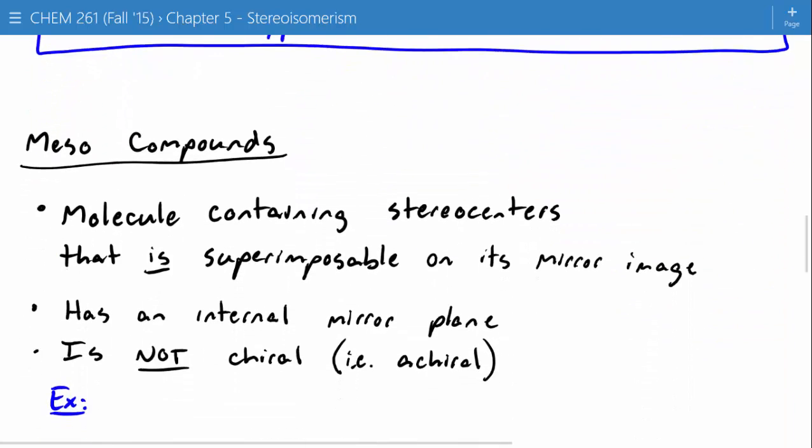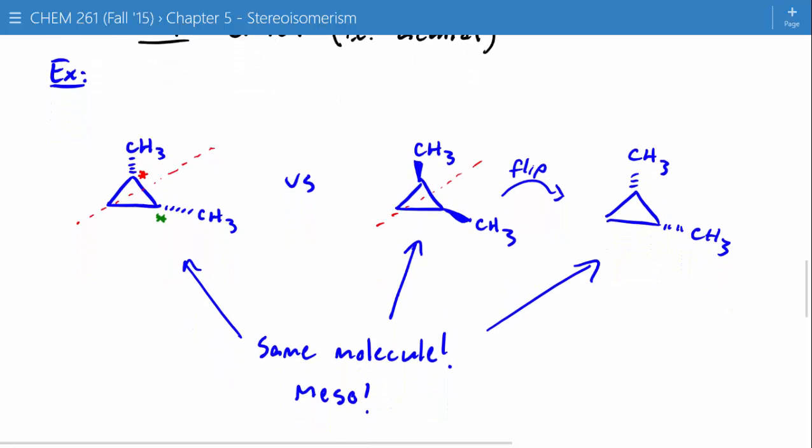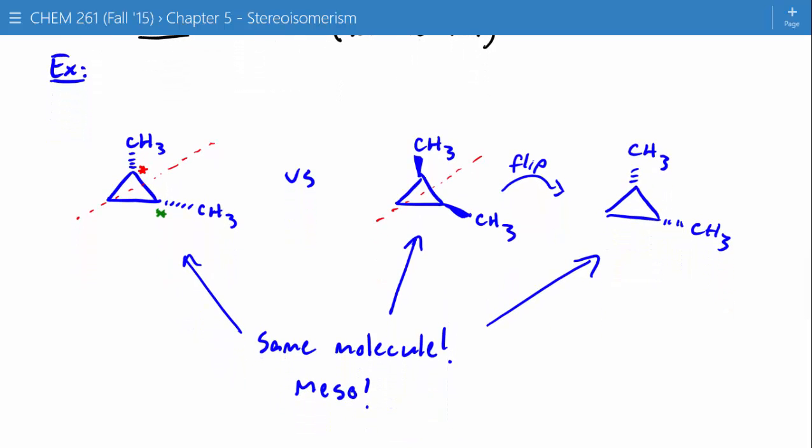And then the last one to watch out for are mesocompounds. Mesocompounds are molecules containing stereocenters that are superimposable on its mirror image. The easiest way to spot these is that they have stereocenters, but they also have an internal mirror plane. That means that they're achiral. And if you try to draw the mirror image, you can, but you've just drawn the exact same molecule. So its enantiomer is identical to itself.